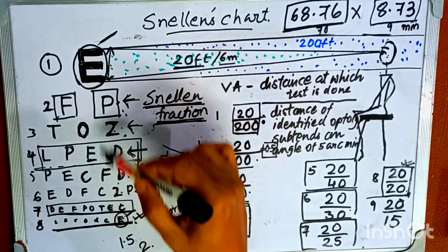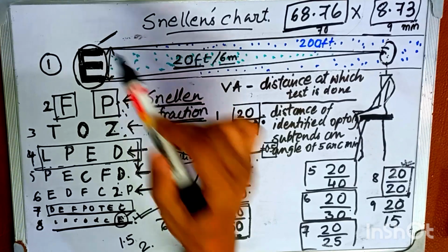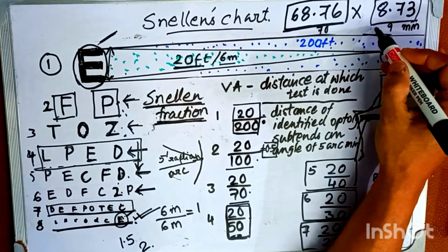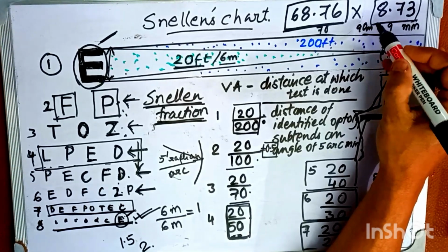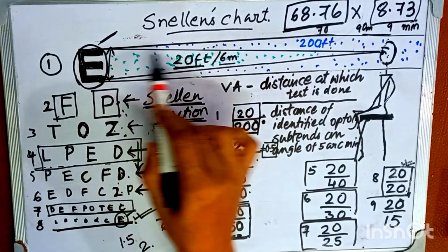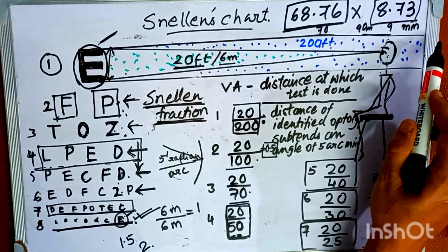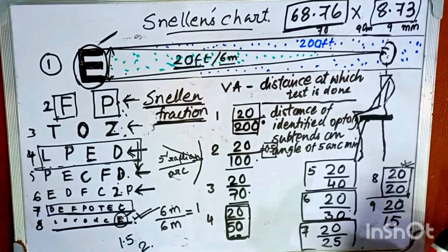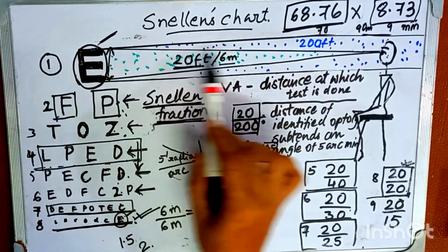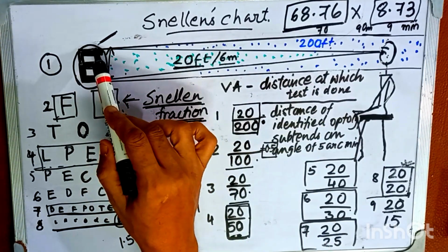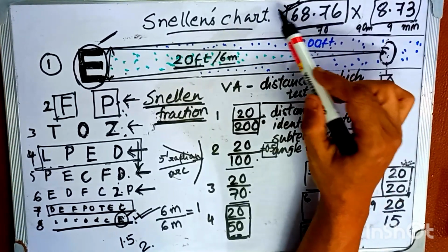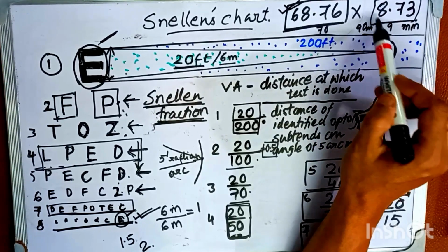So if this letter is 10 times the size, if it is 87.3, so 87.3 means, say, 90 millimeter. 90 millimeter into 70, 9 sevens are 63, 6300. So this should be around, say, 60 meters away. So the distance should be 68 times the optotype size.